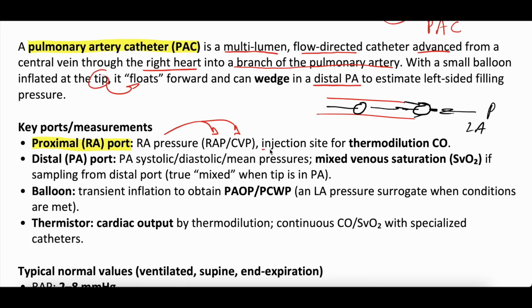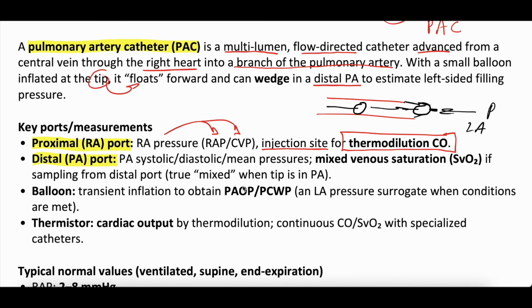And you also inject things into that port to do thermodilution to calculate a cardiac output. Again, we're just introducing these topics here. We'll talk more about them. So one of the ports sits in the right atrium. As that catheter's tip sits in the pulmonary artery, one of the ports within that catheter stays in the right atrium, where you can get a right atrial pressure and also inject to thermodilute to get a cardiac output. There's then what we talked about, the distal port, the one that sits in the pulmonary artery.